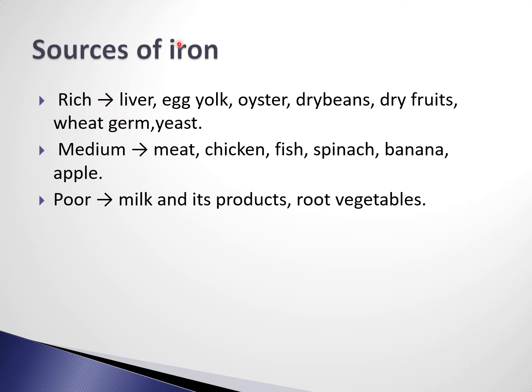So the richer sources of iron, you all know, are liver, egg yolk, oyster, dry beans, dry fruits, wheat germ and yeast. The medium sources of iron are meat, chicken, fish, spinach, banana and apple. Whereas milk and milk products are the poor sources of iron. In fact, milk is going to affect the absorption of iron, because it forms a complex with iron and is going to hamper the absorption of iron.